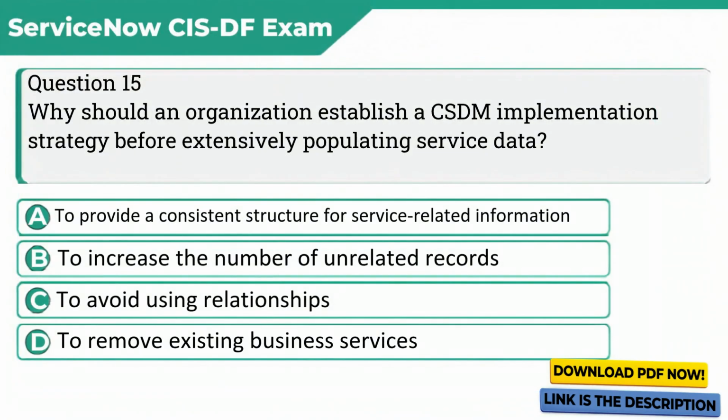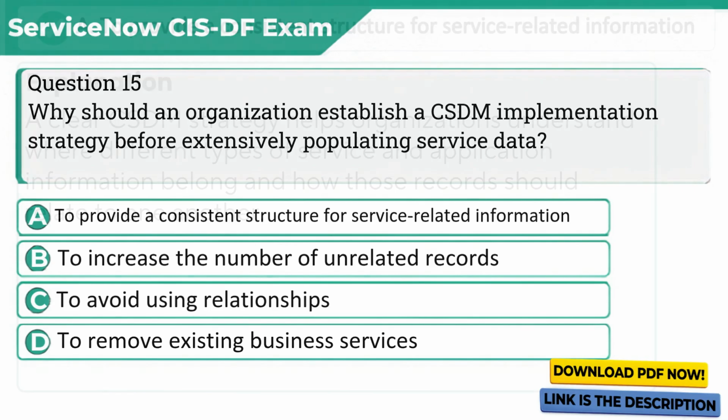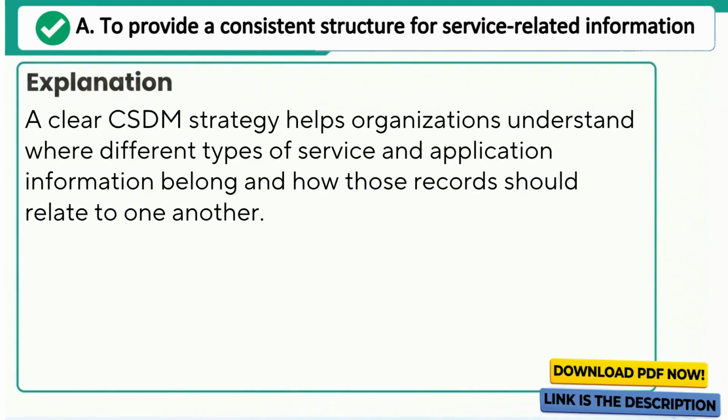Question 15. Why should an organization establish a CSDM implementation strategy before extensively populating service data? A. To provide a consistent structure for service-related information. B. To increase the number of unrelated records. C. To avoid using relationships. D. To remove existing business services. Correct answer, A. To provide a consistent structure for service-related information. Explanation. A clear CSDM strategy helps organizations understand where different types of service and application information belong and how those records should relate to one another.